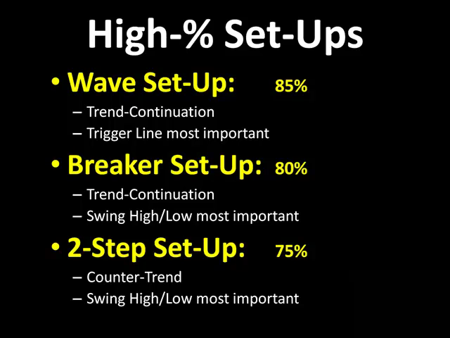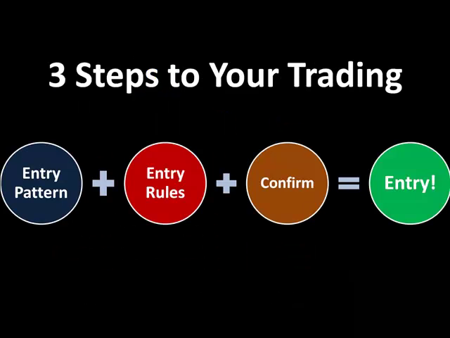So in closing, we have three main patterns: the wave setup, the breaker setup, and the two-step setup. The wave setup and the breaker setup are trend continuation patterns trading with the trend, and the two-step setup is a counter trend trade. We've got lots more information to go along with these patterns, because remember, we have three specific steps to your trading. See the entry pattern first, entry rules second, look for the confirmation, and then pull your trigger.